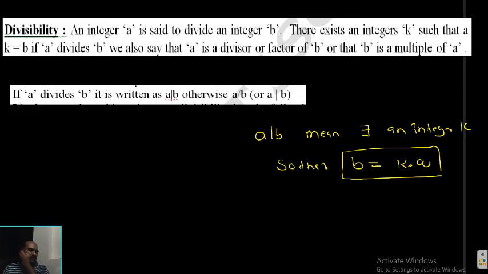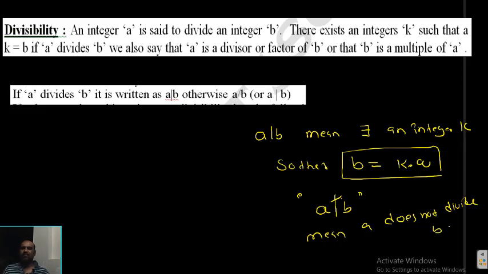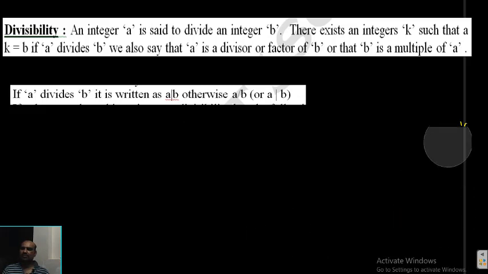If A does not divide B, symbolically you can write it like this. This symbol means A does not divide B.